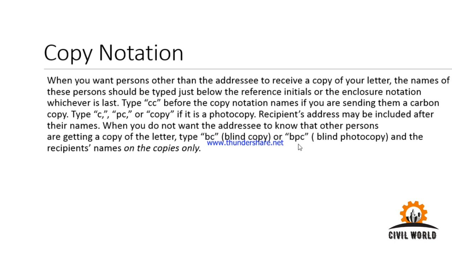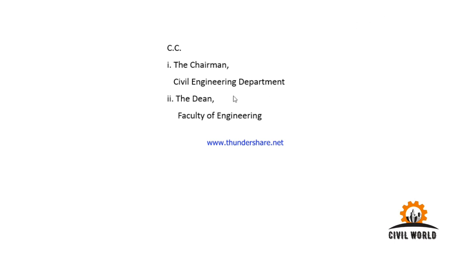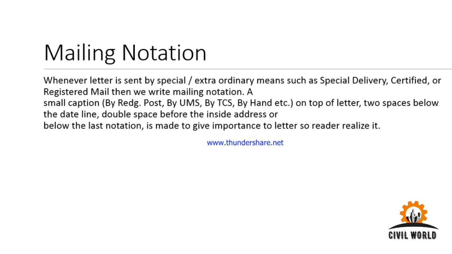And if blind photocopies, you use the notation BPC. It is typed after the enclosure notation, leaving two line spaces, and if there is no enclosure notation, then it is typed after the signature area. This is an example of your copy notations. So when you are emailing, there you will also find these copy notations.